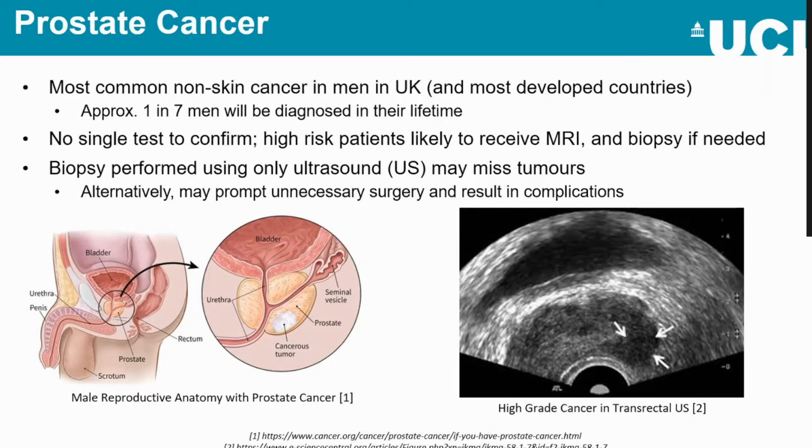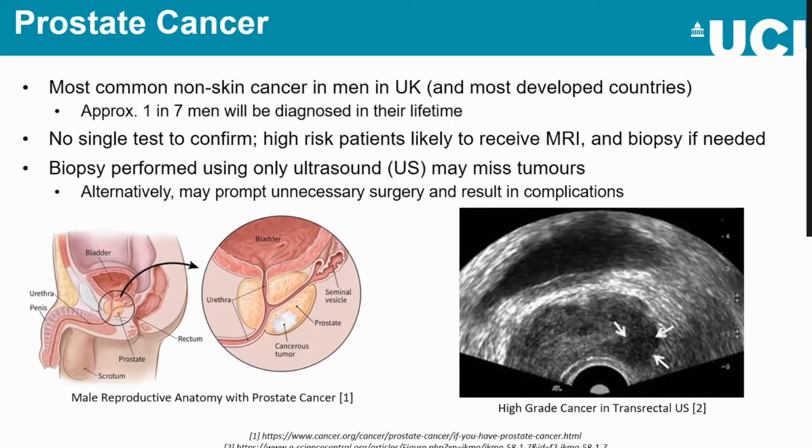It's the most common non-skin cancer in men in the UK, and it's also one of the most common cancers in most developed countries. In the UK, about 1 in 7 men will be diagnosed with prostate cancer in their lifetime. And while there is no single test that we can confirm prostate cancer with, the higher risk patients, whether through testing or family history and things like that, are likely to receive an MRI in the UK and in more developed countries. And if they do see things of concern in the images, then they'll often progress to a biopsy, which is often guided purely with ultrasound.